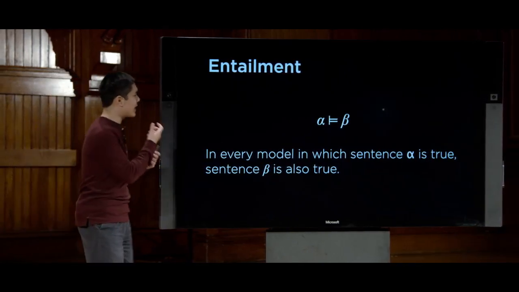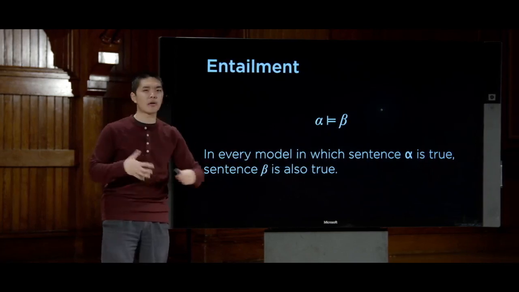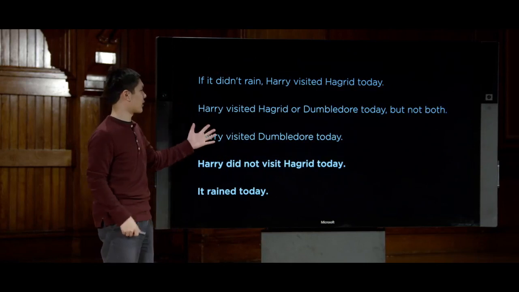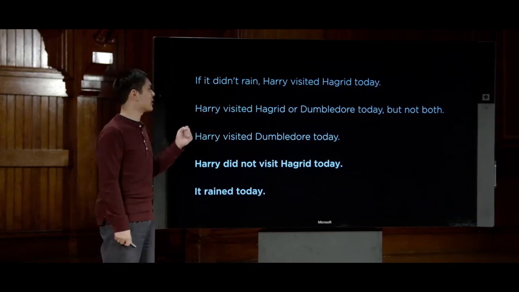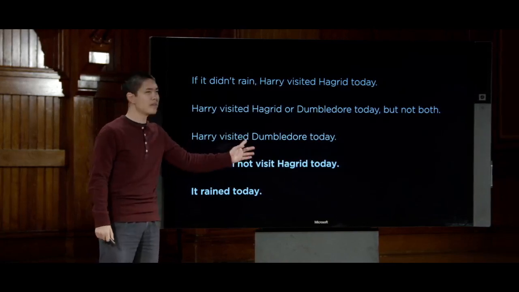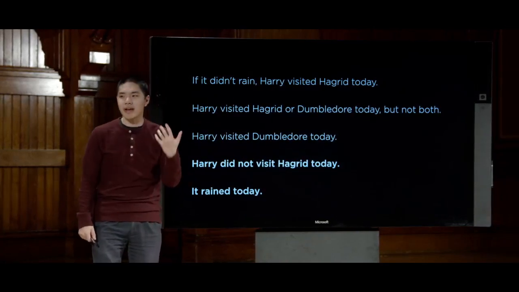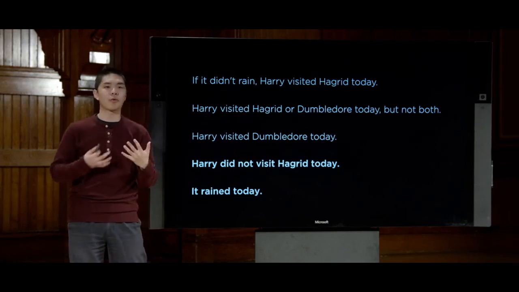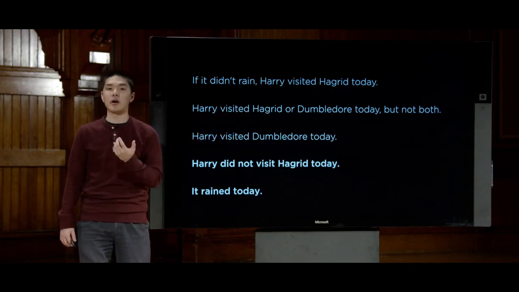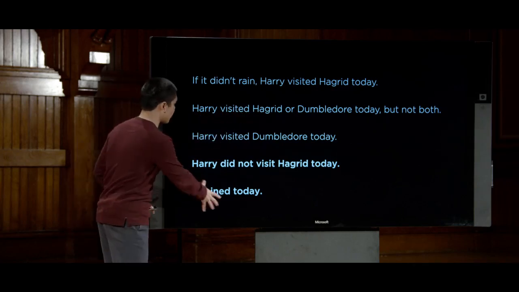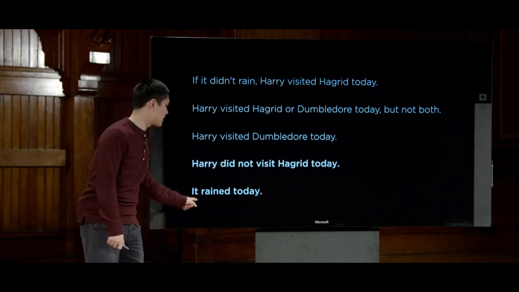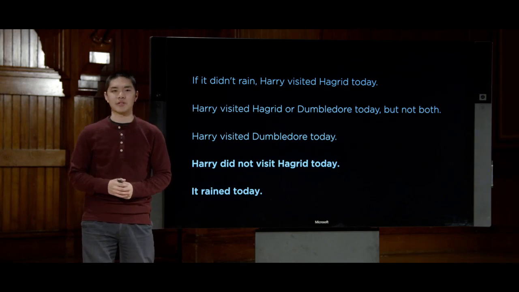And ultimately, it's this idea of entailment that we're going to try and encode into our computer. We want our AI agent to be able to figure out what the possible entailments are. We want our AI to be able to take these three sentences: if it didn't rain, Harry visited Hagrid; that Harry visited Hagrid or Dumbledore, but not both; and that Harry visited Dumbledore. And just using that information, we'd like our AI to be able to infer or figure out that using these three sentences inside of a knowledge base, we can draw some conclusions. In particular, we can draw the conclusions here that, one, Harry did not visit Hagrid today, and we can draw the entailment, two, that it did, in fact, rain today.